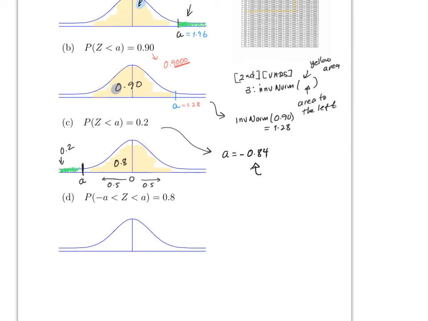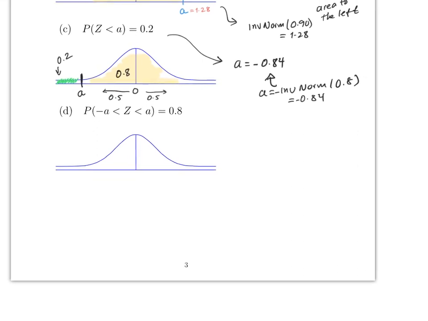If you use the calculator, you have to use inverse norm and then also 0.8, and it will also give you 0.84, but since it's negative, just put the negative in front, and it will give you minus 0.84.